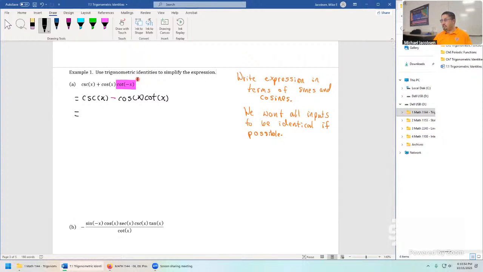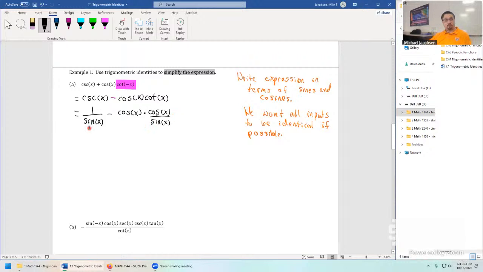Okay, well, here's our next step. Cosecant can be written in terms of sine. That's just 1 over sine. Minus cosine x is already written in terms of cosine. But cotangent x is just cosine divided by sine. So go times cosine x, divide by sine x. Our goal is to simplify this, and it looks worse, but sometimes that happens. Sometimes things get messy before they simplify.